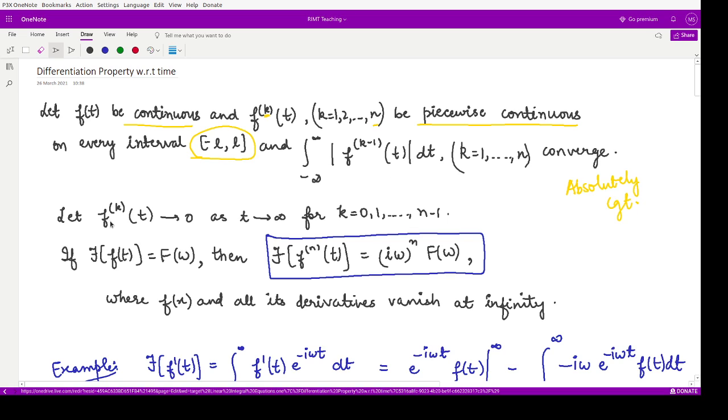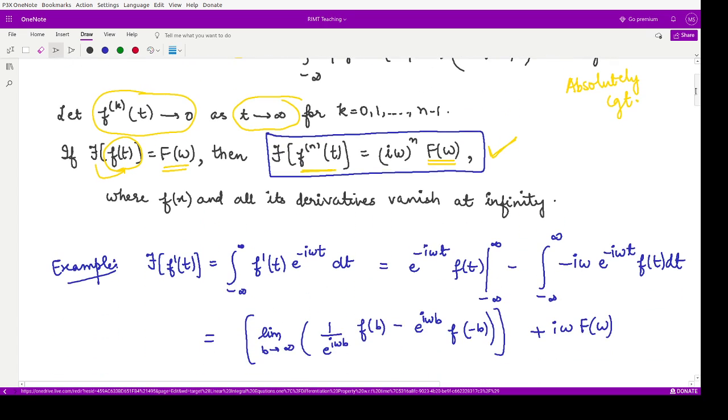If this happens and if the kth derivative goes to 0 whenever t goes to infinity, then we can say that the Fourier transform of the nth derivative of the function is defined by iota omega raised to power n multiplied by F of omega, where F of omega is the Fourier transform of the function, simple function. So if you know the Fourier transform of one simple function, you can calculate the Fourier transform of its nth derivative using this formula. So this formula is very important whenever we have differential equations.